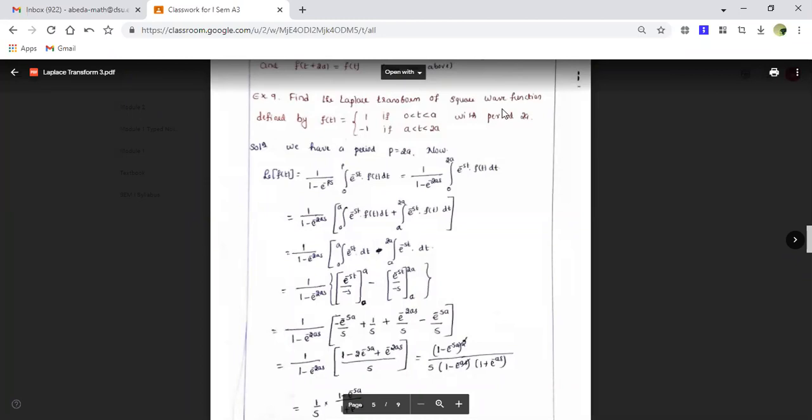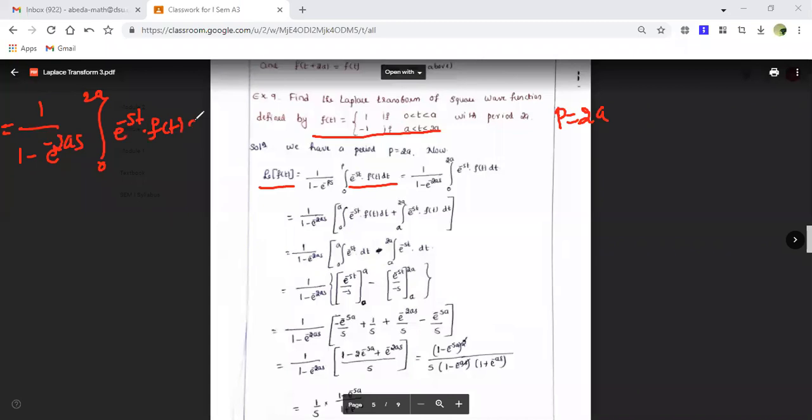So this is given. Let's start with the problem. Here this is the given function and the p is given as 2a. Now we have the period p is equal to 2a. Now we know that the Laplace transform of a periodic function is given by 1 divided by 1 minus e to the power minus ps, integration from 0 to p, e to the power minus st f of t into dt. So wherever p is there, apply 2a. This will be equal to 1 upon 1 minus e to the power minus 2as, then integration 0 to 2a e to the power minus st f of t dt.